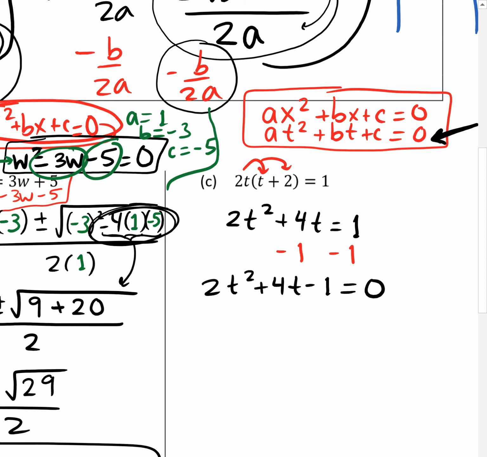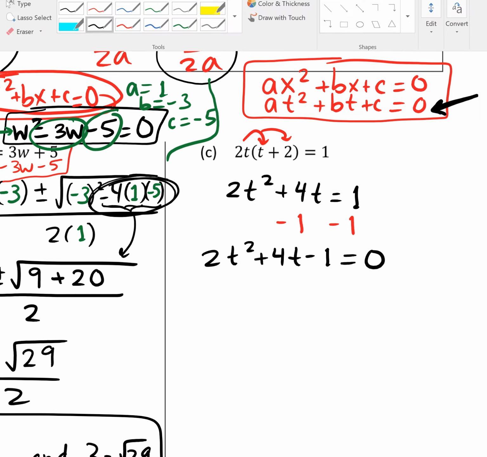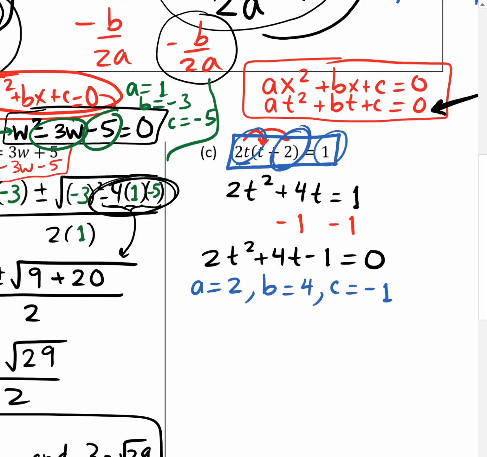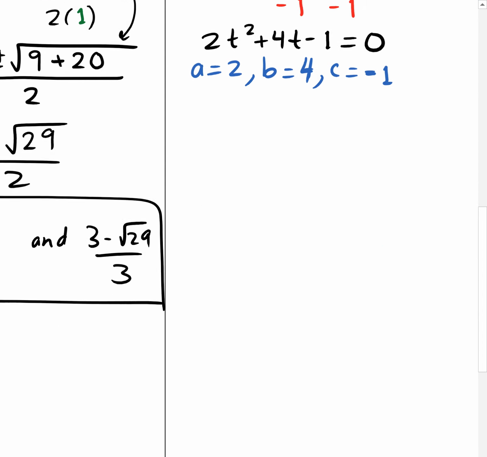Alright, now we're ready to identify what a, b, and c are. Here, a is the coefficient of the squared term, which is 2. B is the coefficient of t, which is 4. And c is the constant term, which is negative 1. So notice you could not have identified those in the beginning. It's hard to tell. I mean, maybe you might have guessed a is 2, but you might have said b is 2 and c is 1, when it's actually b is 4 and c is negative 1. So you've really got to be a little bit careful.